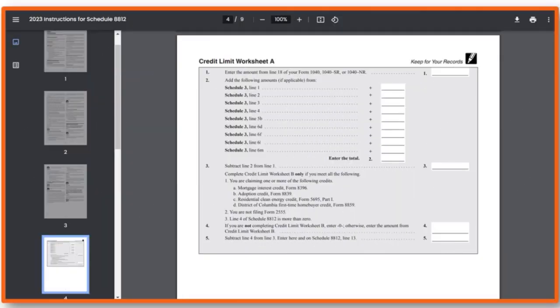And I want to show you another one here. This is the credit limit worksheet A. If you remember earlier, I was talking to you about a certain amount, 2,000, and I was referencing credit limit worksheet A. So this is how this credit limit worksheet A looks.